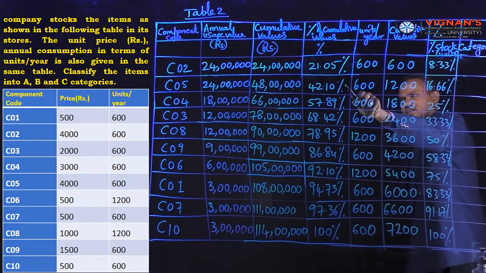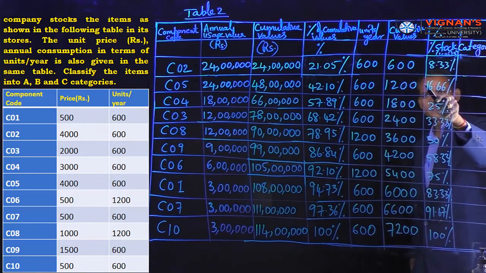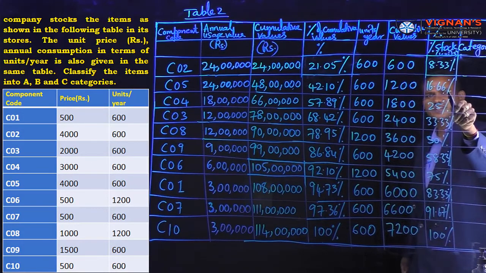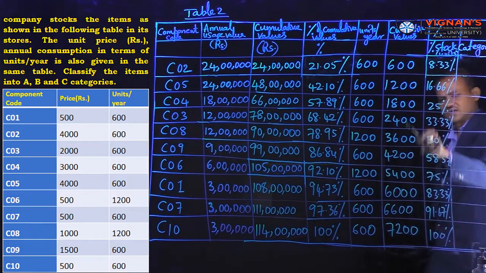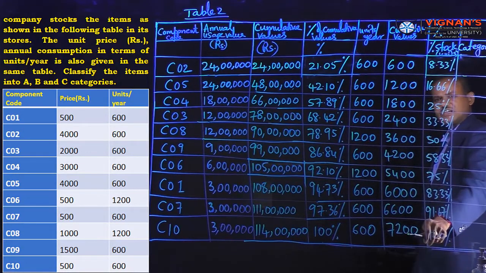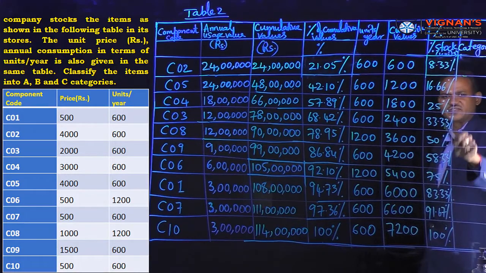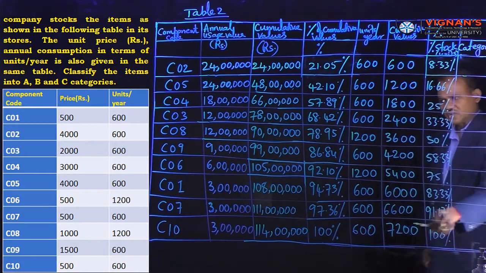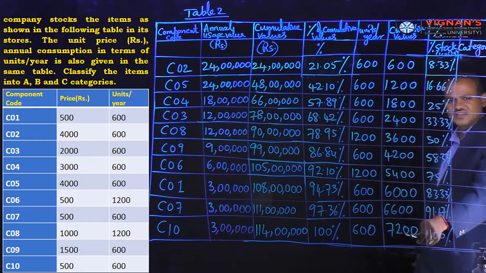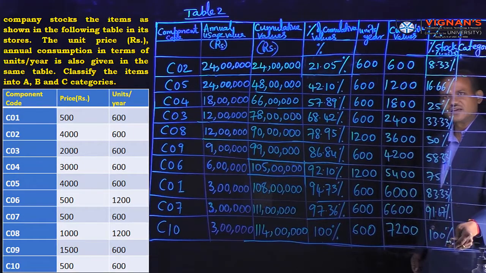Similarly, for the second component C05, 1200 divided by 7200 into 100, that means 16.66 percent. For the C04 component, 1800 divided by 7200 into 100, that means 25 percent. Likewise, and so on. For the last component C10, the percentage is 7200 divided by the total value, same value 7200, into 100. It is nothing but 100 percent. Okay, like this we have calculated.